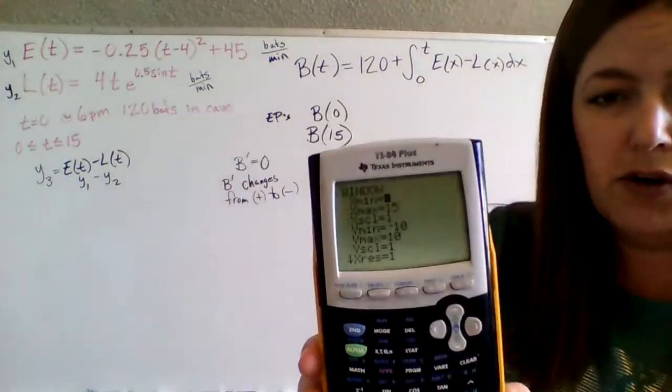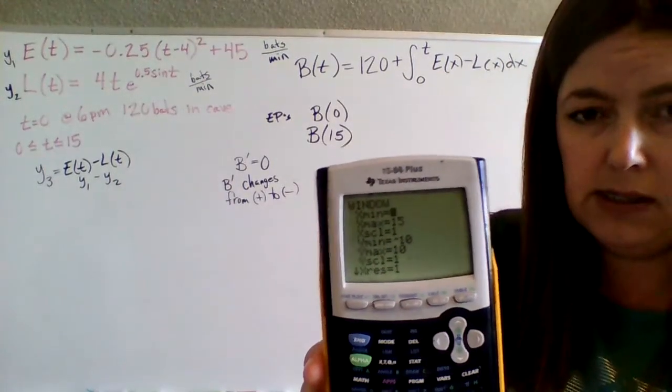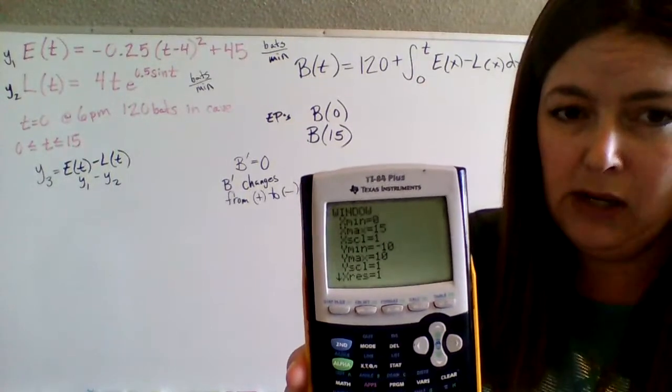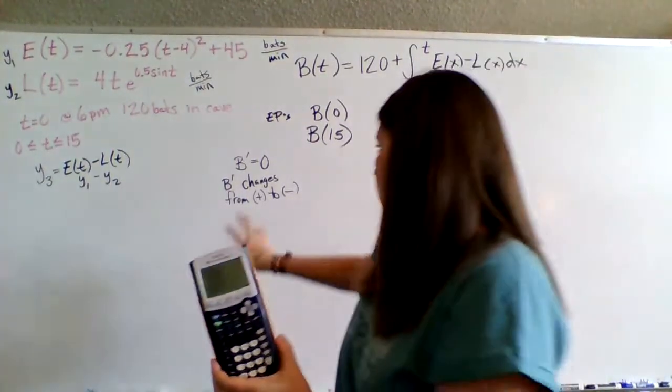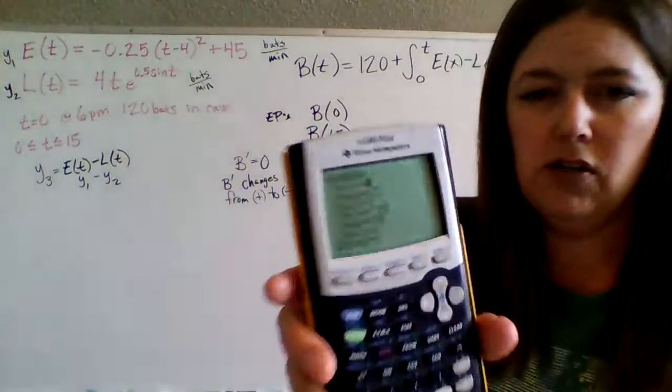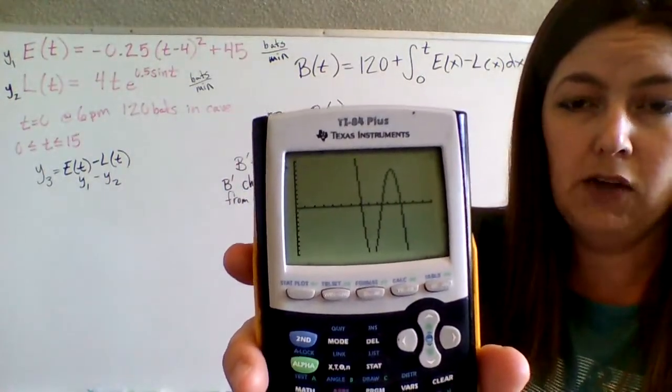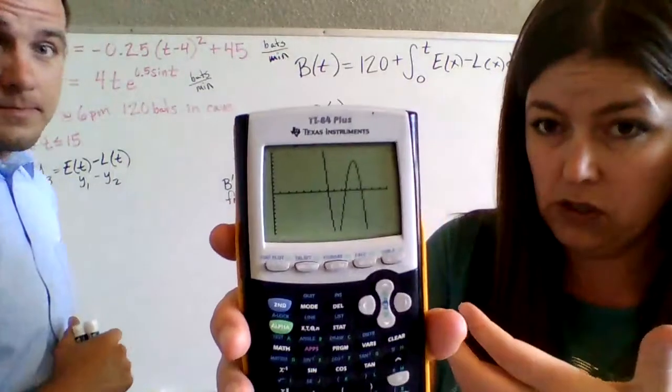I just set my window from 0 to 15, because that's the time from 6 to 6:15, going by ones. And because we're really looking for where we equal 0 on our derivative and, in particular, change from positive to negative, I just did negative 10 to 10 going by ones. And the graph looks like this. And if you turn the other two off, then you can focus on just this graph.